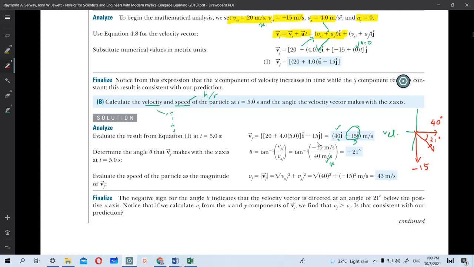Recall that. And finally, asking for the speed requires you to calculate either the resultant or the hypotenuse. We call it the hypotenuse or resultant. So in this sense, go back to the concept of trigonometry for the hypotenuse, and you will arrive at the answer. So this number, 43 meter per second, is your speed value.